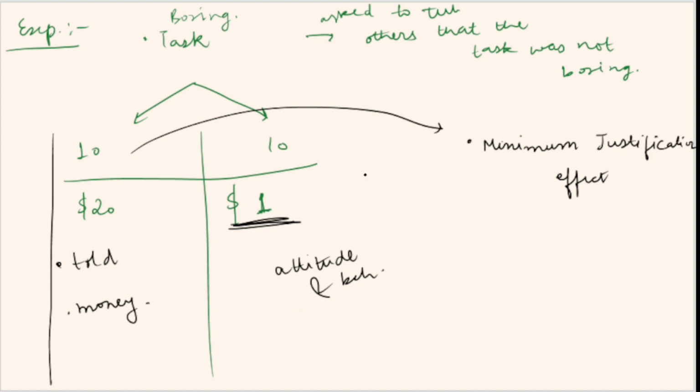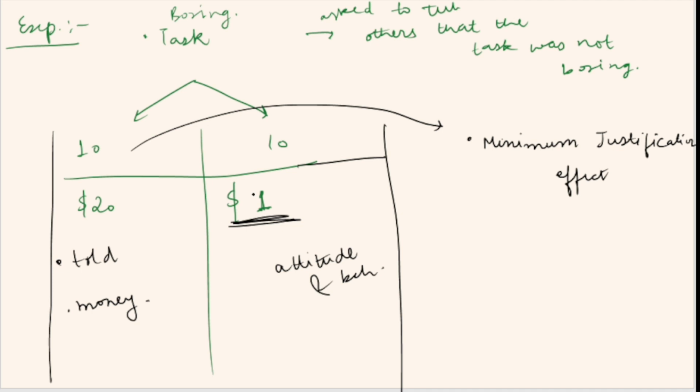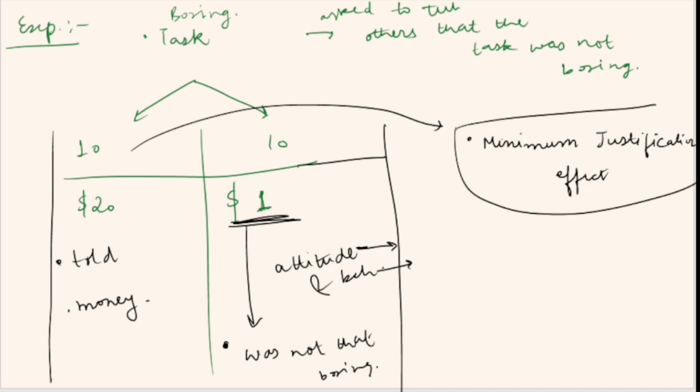Okay? But here they did not have any kind of justification, because of which they were still feeling that conflict between their attitude and behavior. Because attitude is what? That the task is boring, and behavior is what? I still did the task. So what did the people from the second group do? They went ahead and told the other people, no, the task was not that boring. So in the first group, the minimum justification effect happened, due to which there was no dissonance. People were able to justify the actions they were getting involved in. But in the second group, there was no justification, because of which they modified their attitude.